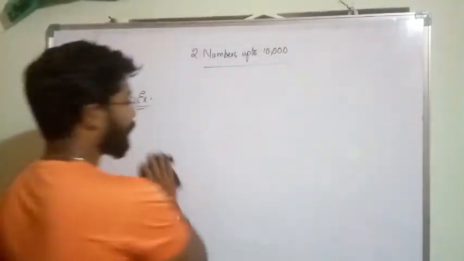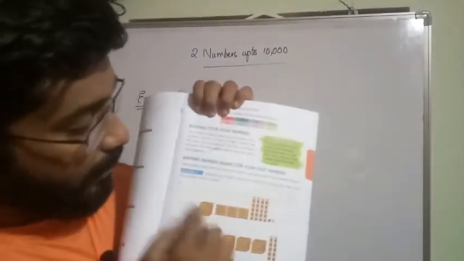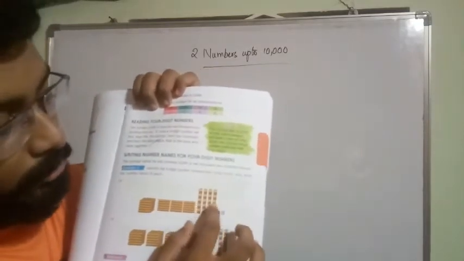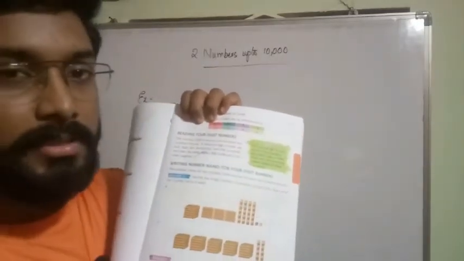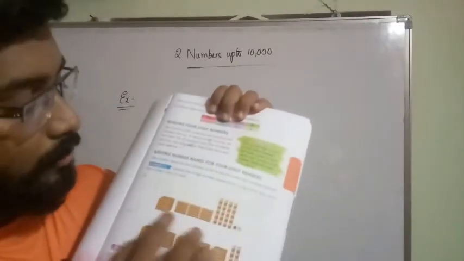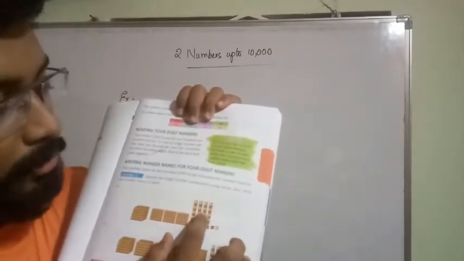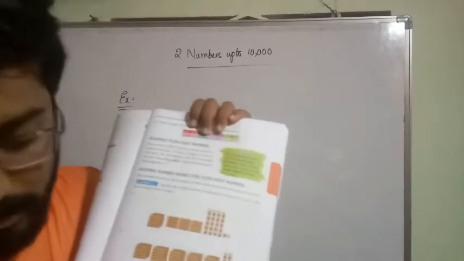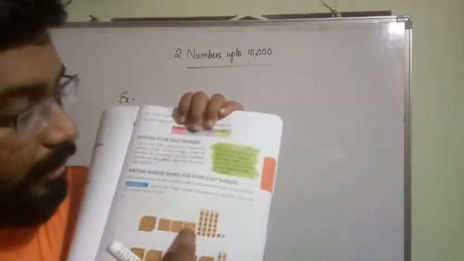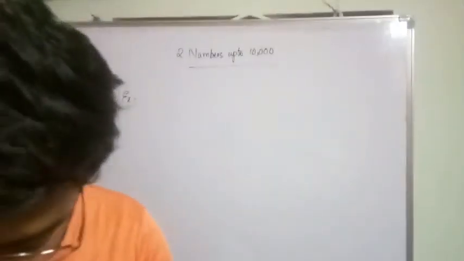So here in A, it has one cube, 3 squares, and 1 2 3 4 tall boxes. Next you have 2 small boxes. So this one is 1000, these 3 are 100, these 4 are tens, and these 2 are ones. So 1000, 300, 40, and 2. What is the first one? 1342. Yes, this is the number.